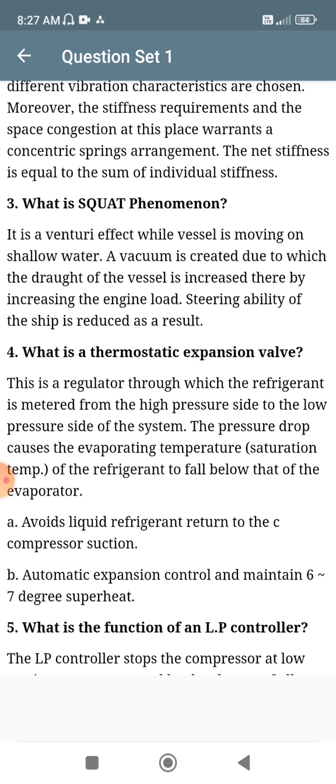Squat phenomenon means it is a Venturi effect while the vessel is moving in shallow water. The vacuum is created due to which the draft of the vessel is increased, thereby increasing the engine load. Thus the steering ability of the ship is getting reduced.